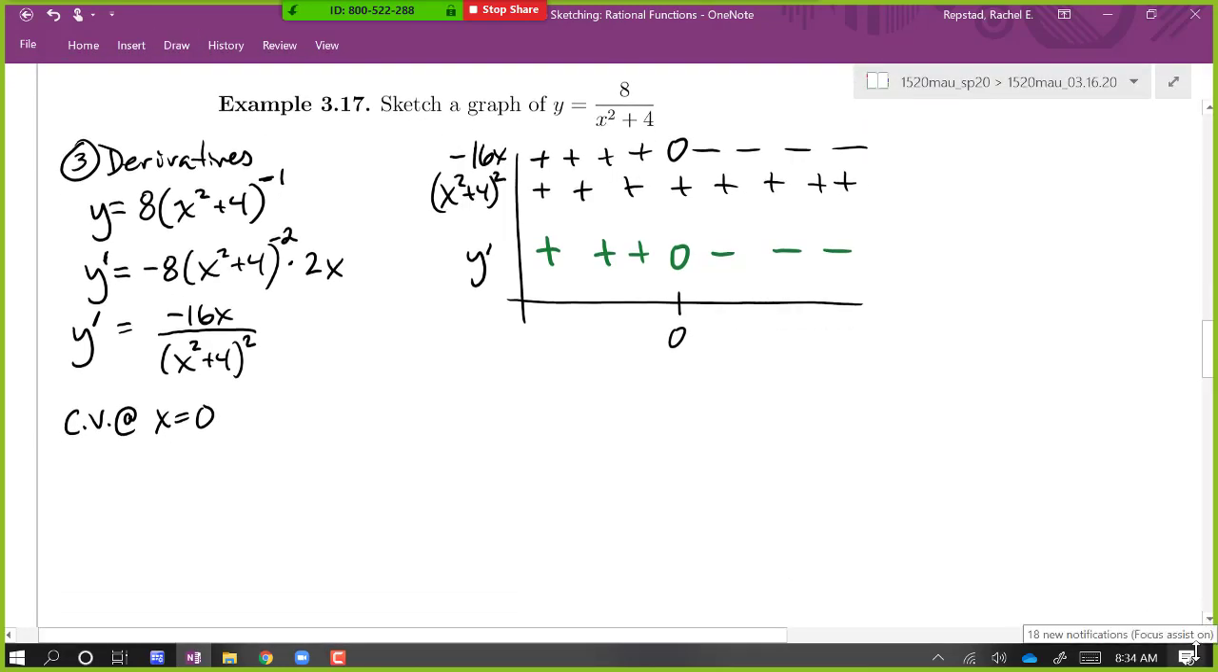And now we can find the second derivative. Now when we found the first derivative, we were able to avoid product and quotient rule stuff by using negative exponents. Here that's impossible, right? If I rewrote it with the x squared plus 4 to the negative 2, I would just be turning a quotient rule into a product rule, which doesn't really save any work, I don't think. So I'm going to go ahead and just use the quotient rule to find the second derivative.